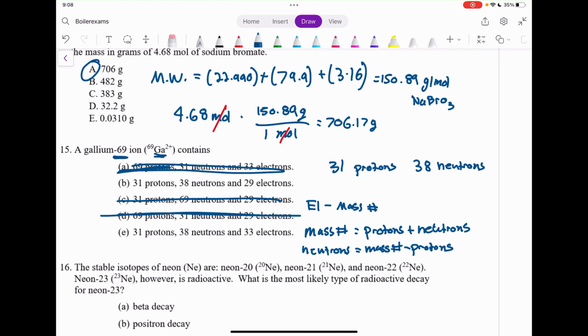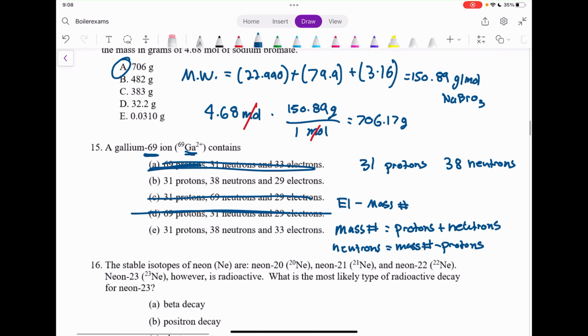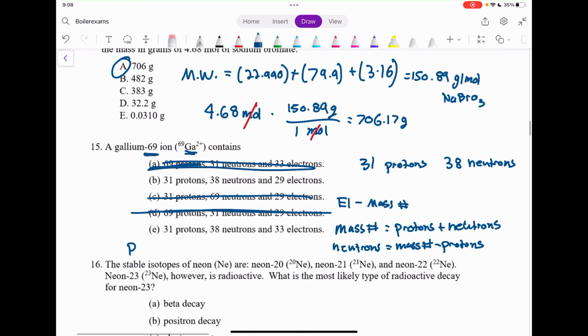We just got to find out the number of electrons. Protons have a +1 charge. Electrons have a -1 charge. So if our element is +2 charged, that means it has 2 more protons than electrons, which leaves us with B. Because if we have 31 protons, it wouldn't make sense to have E, because if we had 33 electrons, that would mean we have a -2 charge, which we don't. We have a +2 charge.